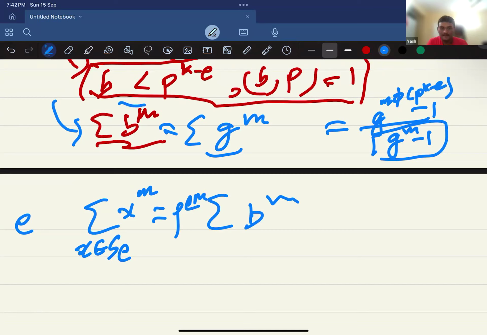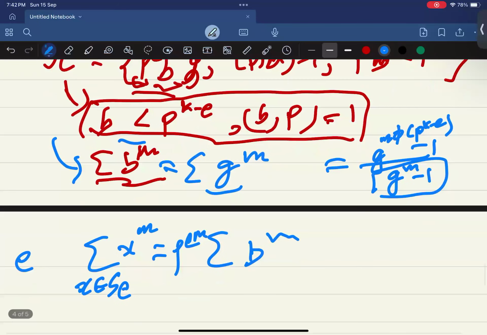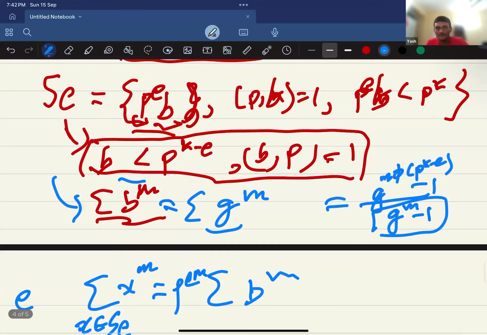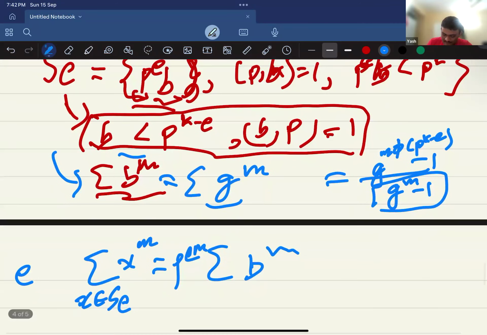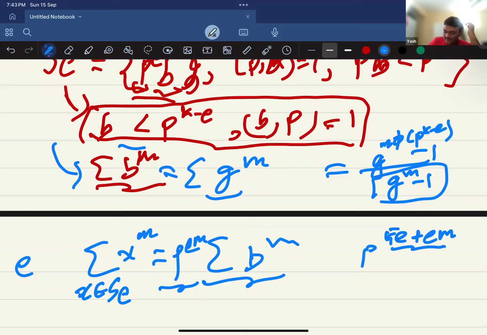Does everyone see it? S_E was precisely this set, no? This was what Mandar was pointing out. You see this? And I know that this inner sum is divisible by P to the K minus E. And this is of course divisible by P to the EM, right? So the entire thing is divisible by P to the K minus E plus EM. Can you see that this is obviously at least P to the K?